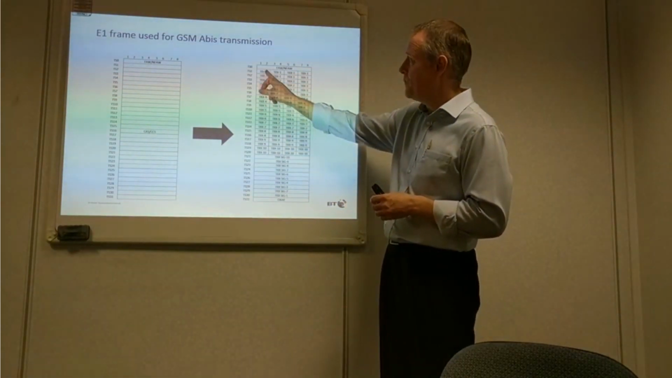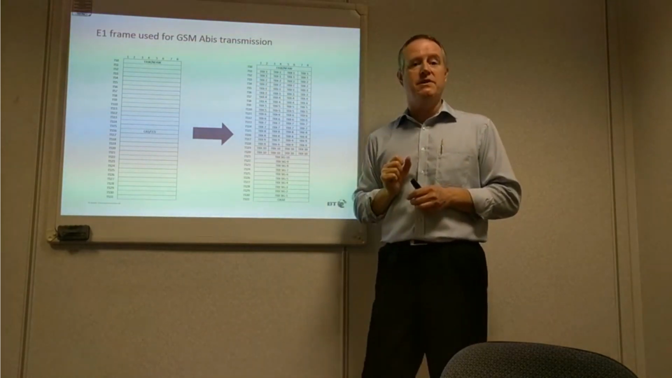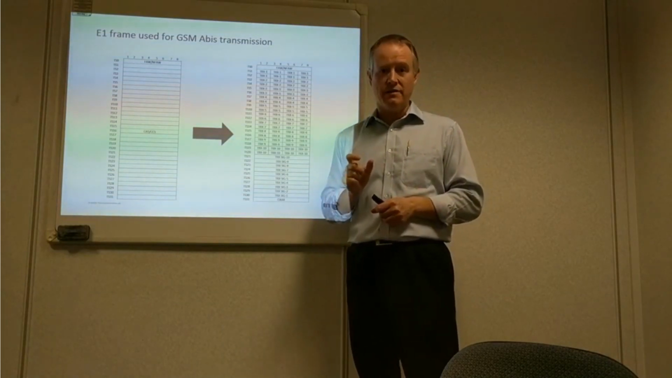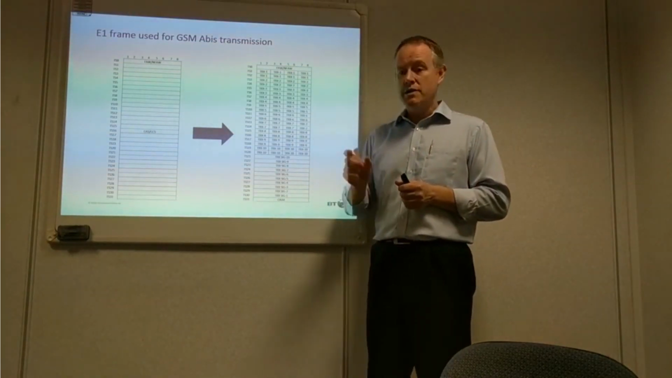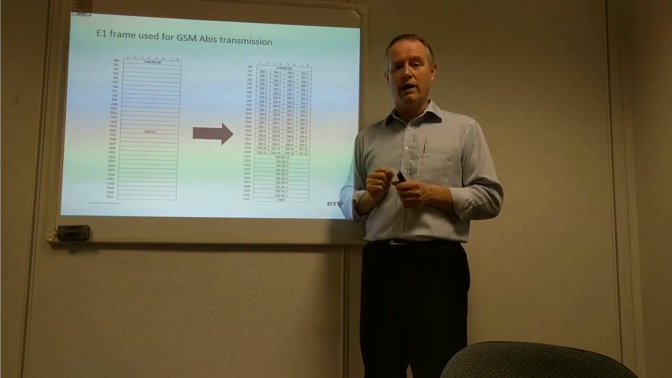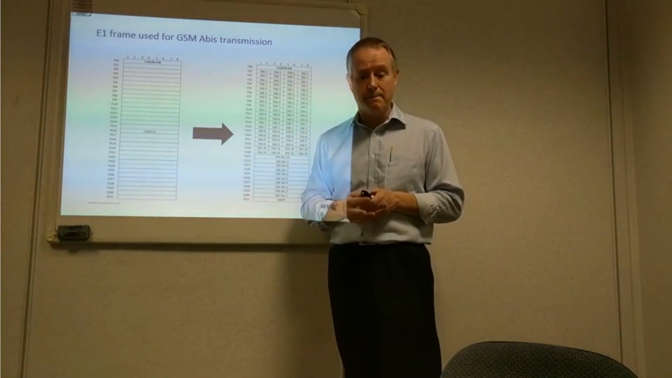But the key thing is that on the backhaul here, we're using 16 kilobits per second of transmission for each TDMA time slot. So we mentioned before that an original GSM full rate speech channel was about 13.6 kilobits per second, and you can see how that would map quite comfortably with a few overheads into a 16K time slot here.